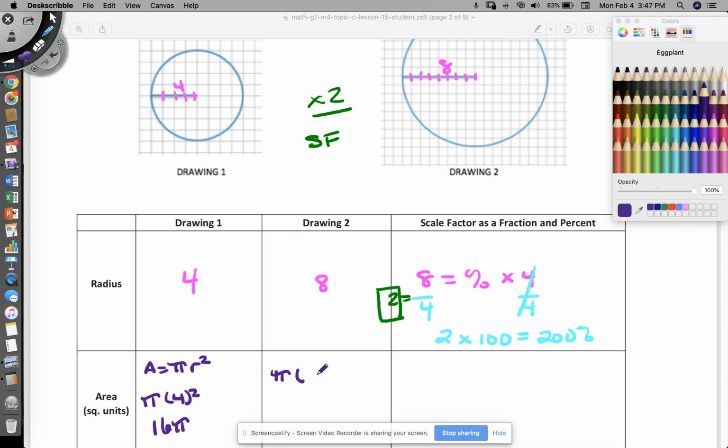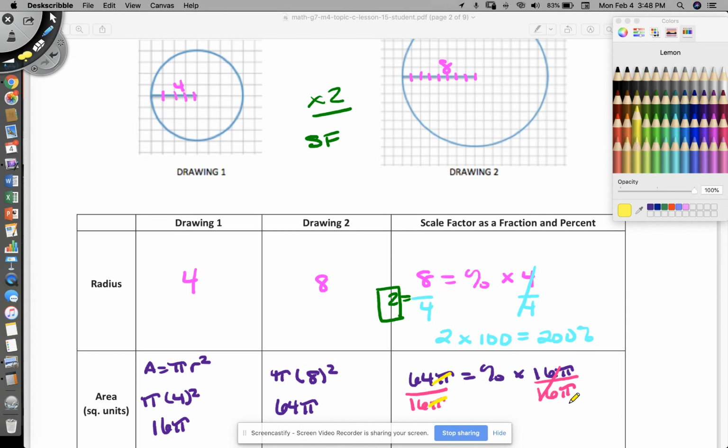We have pi times 8 squared. So this gives me 64 pi. So now when I go to find the percent, I'm going to say 64 pi equals the percent times 16 pi. All right, we're going to divide out the 16 pi. These cancel. What you do to one side, you do to the other. Now on this one, my pi's cancel right away. Those are gone because they're the same thing on top and bottom.